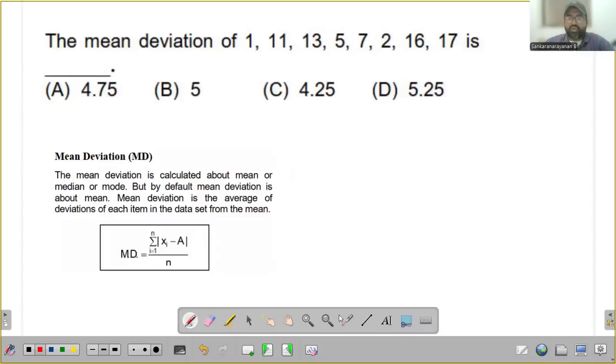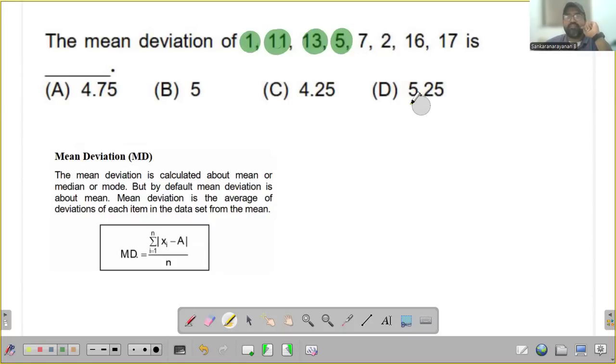Step number 1, you need to find the arithmetic mean of this given set of observations. Since it is just a deviation, no need to arrange them in ascending or descending order. So you keep adding the numbers. 1 plus 11, it is equal to 12. 12 plus 13, it is 25. 25 plus 5, it is 30.